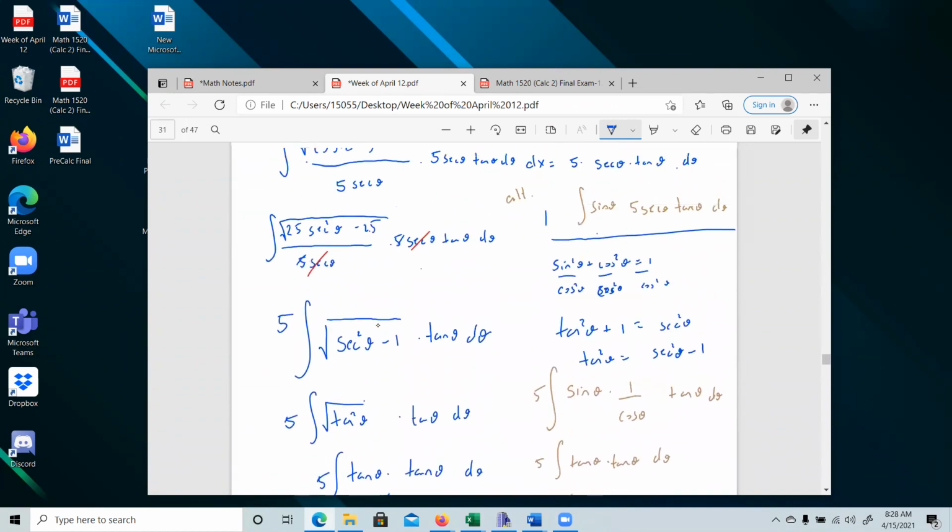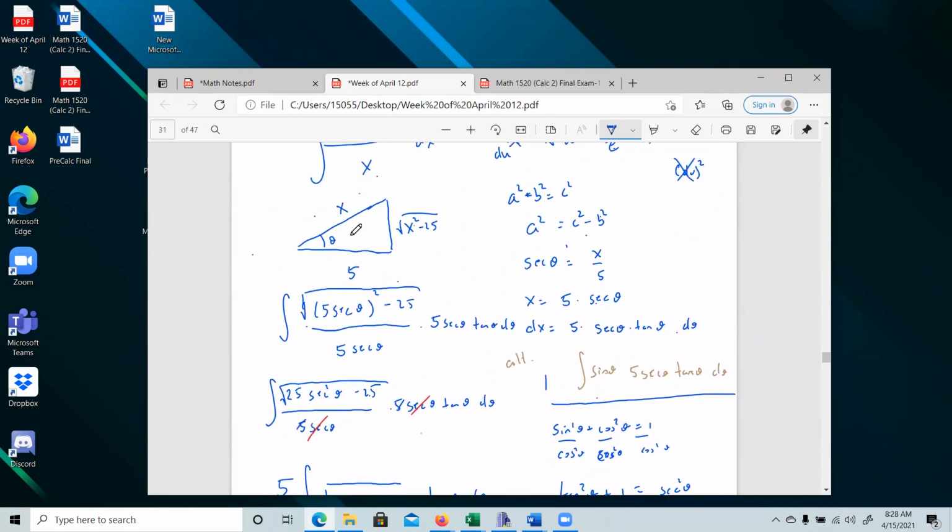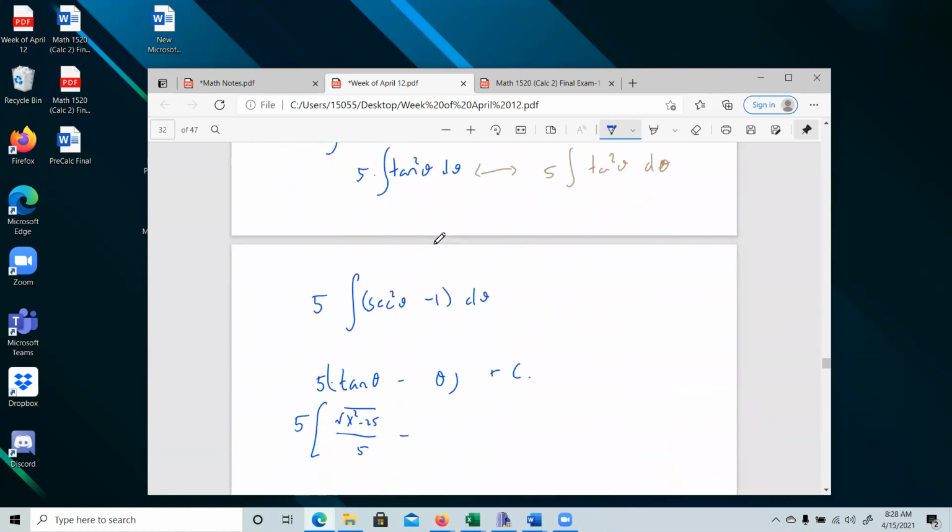Well, theta is a little harder to get. So what I'm going to do with theta, I mean, you could do this: secant theta is equal to x over 5, and then say that theta is equal to secant inverse of x over 5. Nobody uses inverse secant. Nobody. It's not even well defined. It's not wrong, but it's a terrible idea.